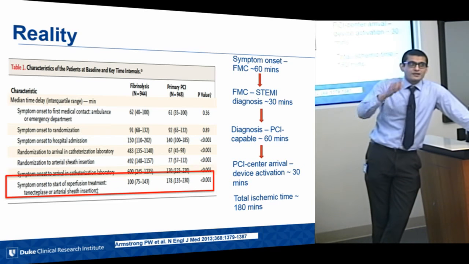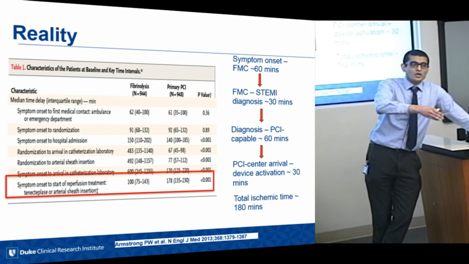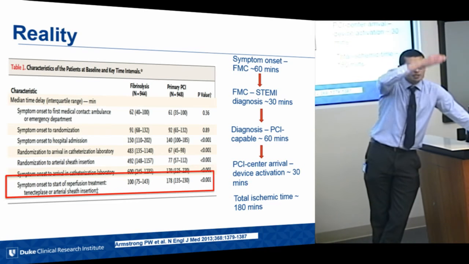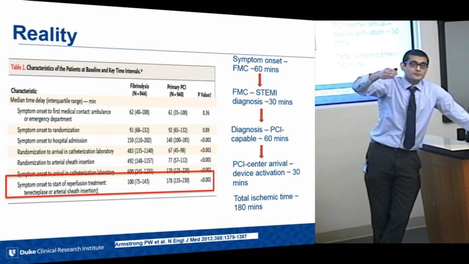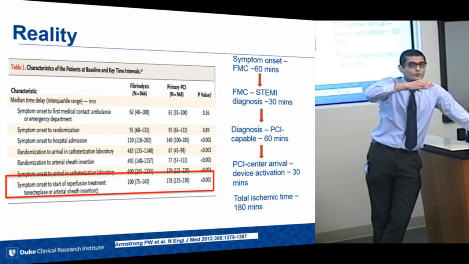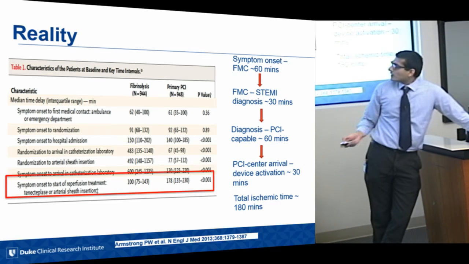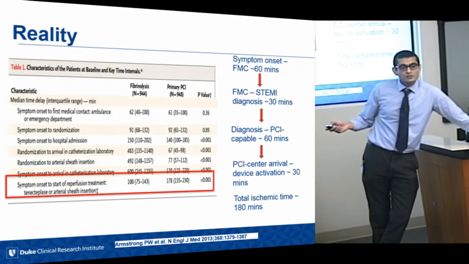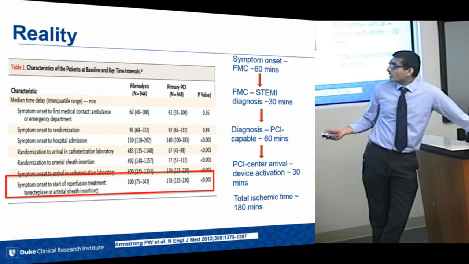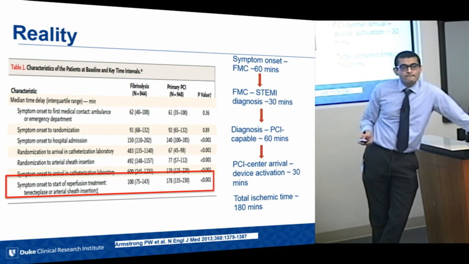And I want you to reflect that on the graph that Dr. Gersh had put up, where patients are on that steep part of the curve, and every increase in reperfusion delay results in a significant amount of myocardium that's at risk. And the fibrinolysis time is shorter because those patients are getting it in the field.